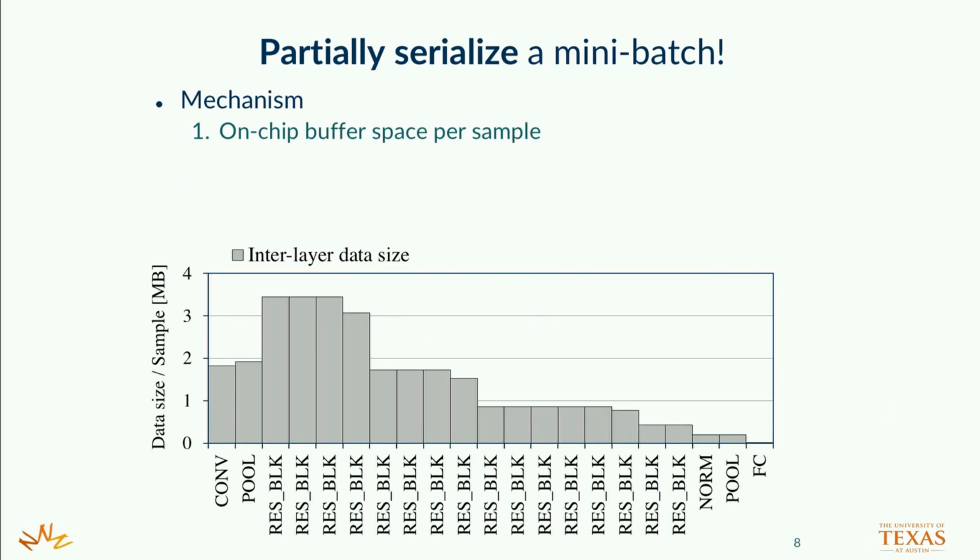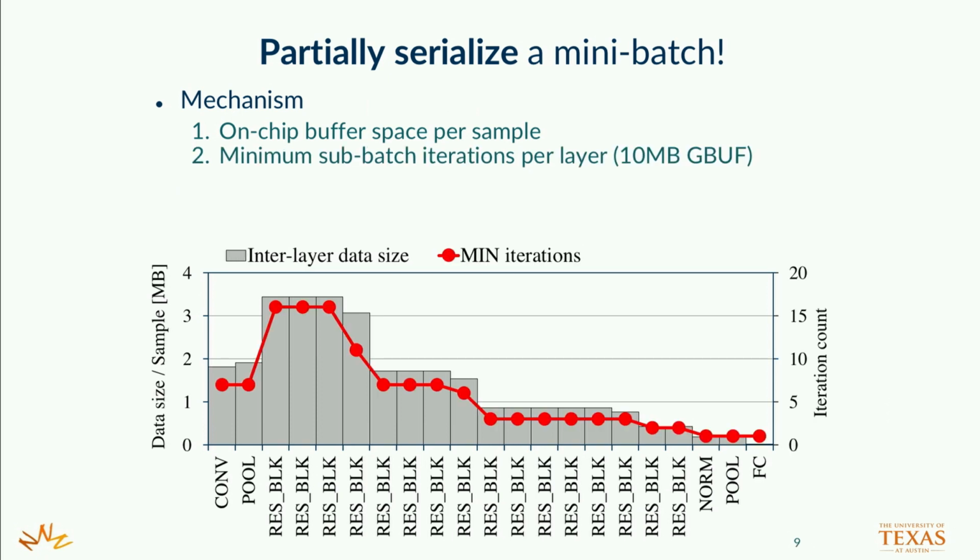So let me talk about how MBS works. We first calculate the on-chip buffer space requirement for one sample for all the layers in the network. Here I use ResNet-50 as an example. As I said earlier, since later layers have smaller feature volume, their on-chip buffer space requirement is smaller. Next, using this information, we calculate the minimum number of sub-batch iterations, which is the opposite of the maximum sub-batch size we can use for different layers. So later layers can use a much bigger sub-batch, so they need to iterate a small number of times.